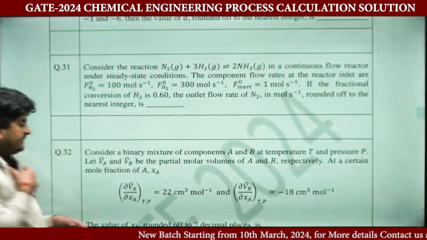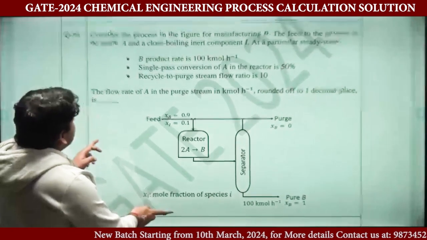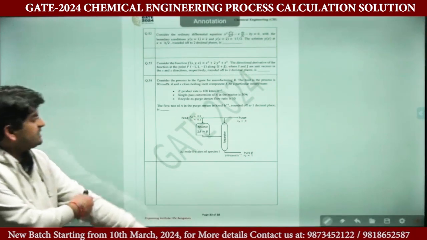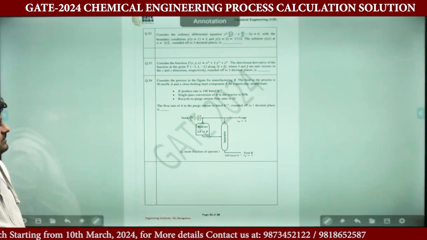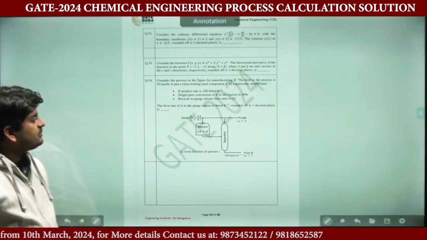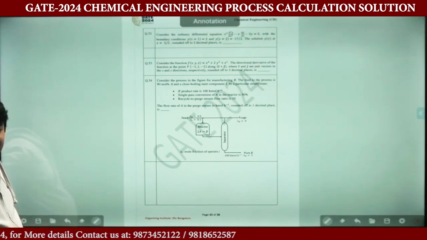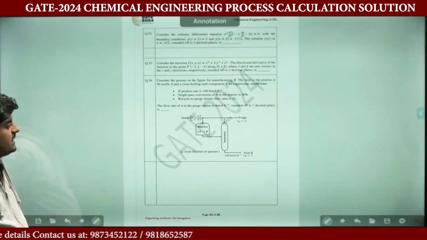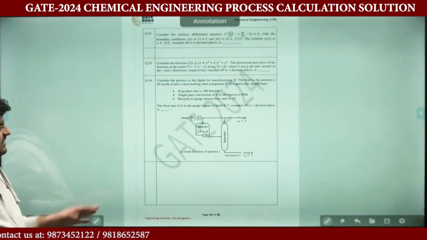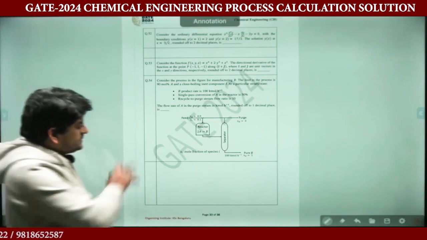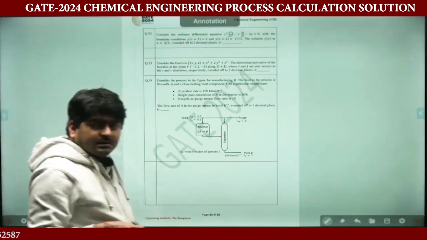Questions 54 and 55. Question number 54, this one. In this question it is given: consider the process in the figure for manufacturing B. The feed to the process is 90% A and the rest is a close boiling inert component I, which doesn't matter, inert simply. Some steady state data is given and they are asking what will be the flow rate of A in the purge stream. So this was the block diagram given.